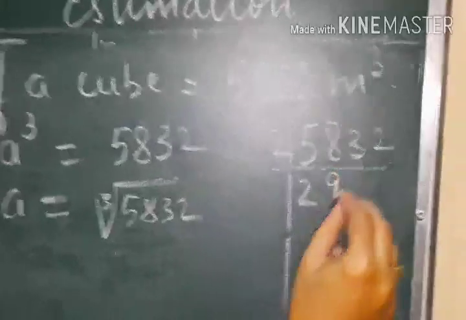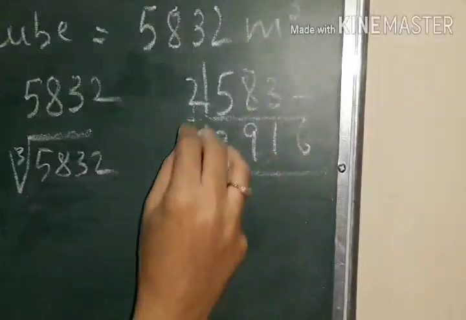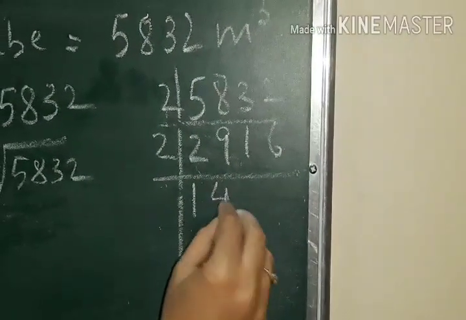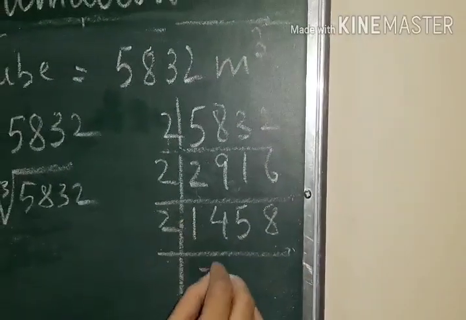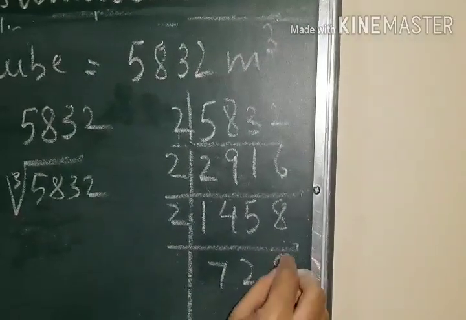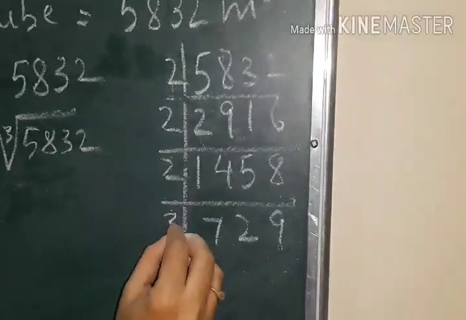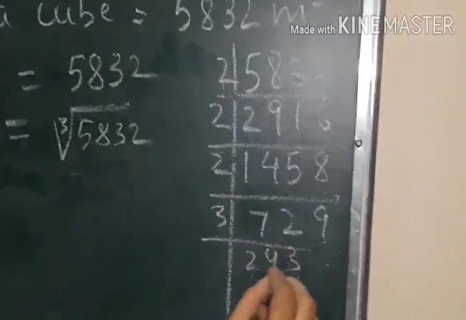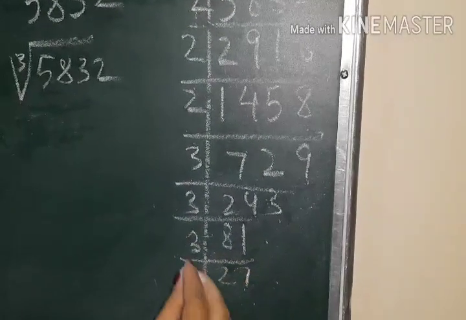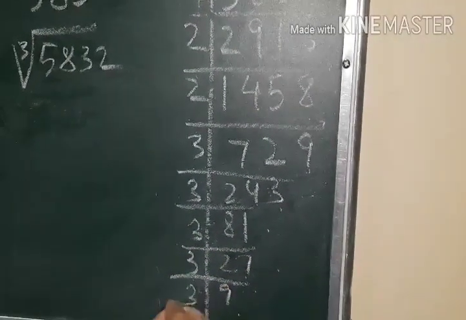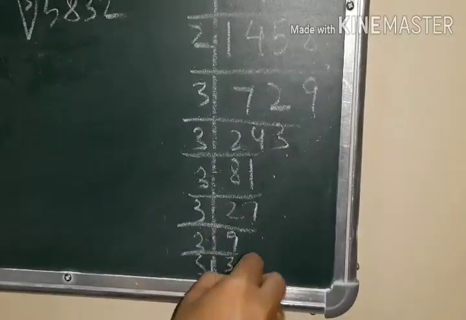2 2s are 4, 2 9s are 18, 2 1s are 2, 2 6s are 12. Again 2 1s are 2, 2 4s are 8, 2 5s are 10, 2 8s are 16. Again 2 7s are 14, 2 2s are 4, 2 9s are 18. Now 3, 243, 3 81, 3 27, 3 9, 3 3 and 3 1.